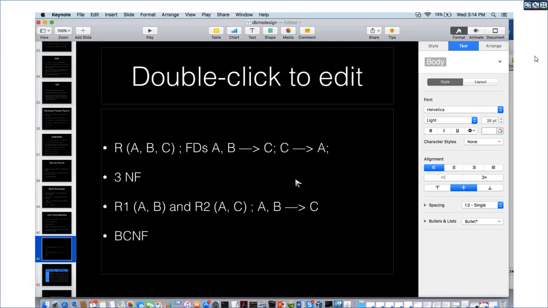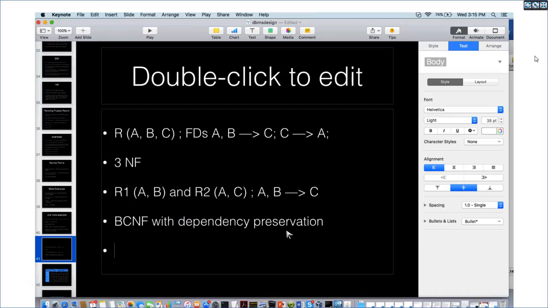None of the dependencies should be lost. If you're splitting and losing these dependencies, then you don't want to actually go to BCNF with dependency preservation. Otherwise, you're going to stop with 3NF, okay, and not get to BCNF if dependency cannot be preserved.